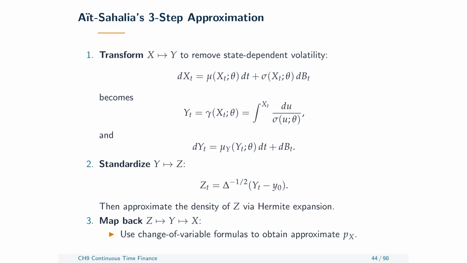The Aït-Sahalia approach uses three conceptual steps. First, transform the original process x into y, so the diffusion coefficient becomes 1. Then standardize y over the sampling interval to obtain a variable z that is close to standard normal. Approximate the density of z with a Hermite expansion. Finally, reverse the transformations to recover an approximation to the transition density of x.